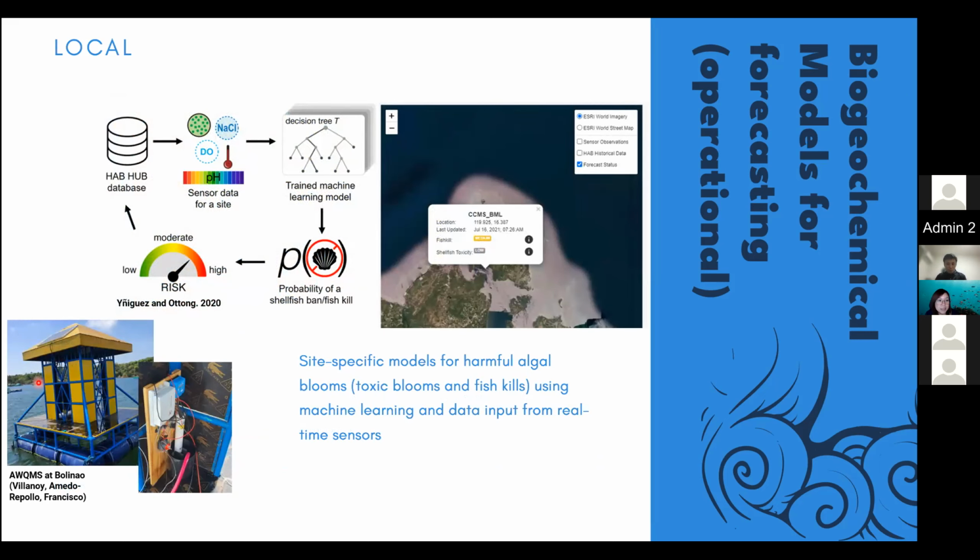We are also currently observing the performance of models for HAB forecasting at specific sites. This is a machine learning model that we developed from historical data and makes use of real-time sensor information for the forecasts. It provides the likelihood of toxic blooms and fish kills, and is deployed in a very intensive mariculture area in the northwest of the Philippines, the site in Bolinao, Pangasinan.